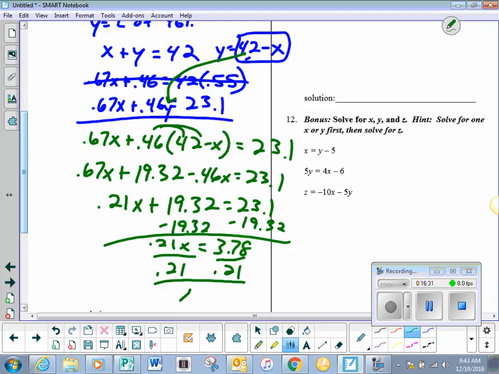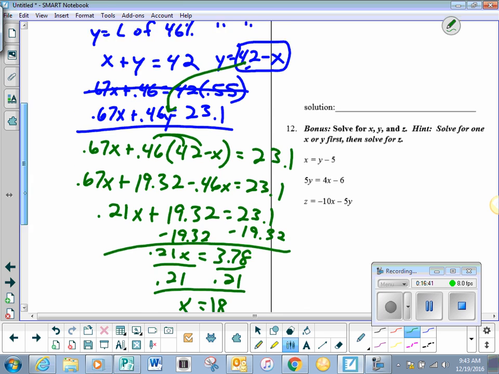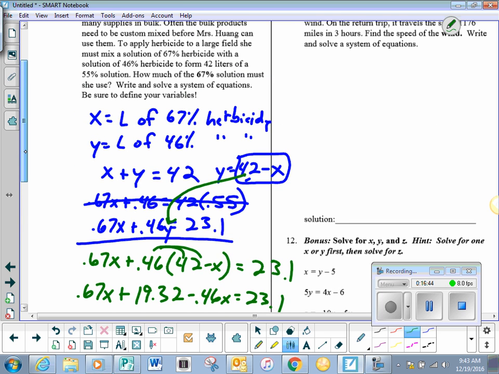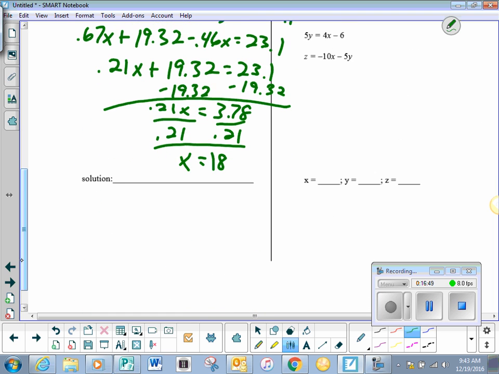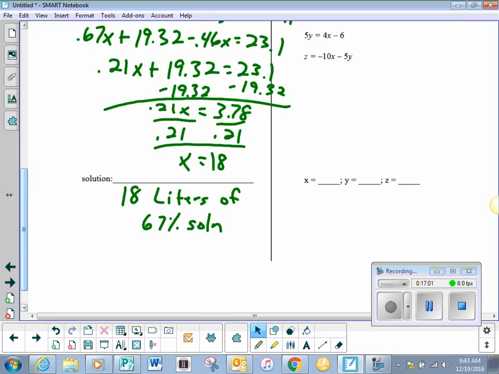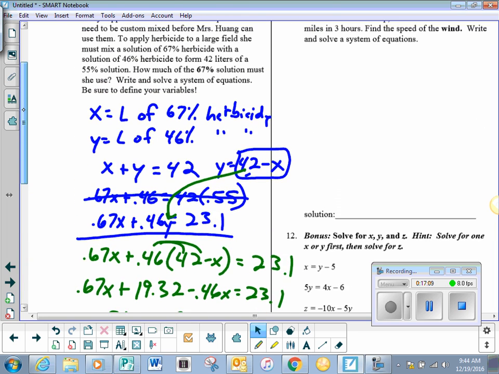What do we get? Divided by 0.21, 18. 18 what? Okay, it asks us how much is the 67% solution, and x is 18, which is the 67. So 18 liters of 67% solution. Okay? I wouldn't mark it wrong if you included the other. Usually I want both anyways, but that one just asks for the one.